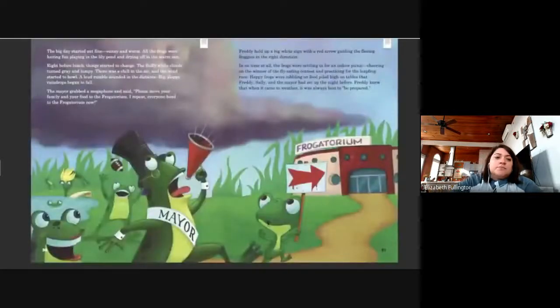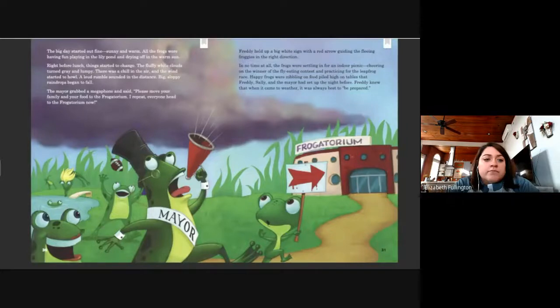The big day started off fine, sunny and warm. All the frogs were having fun playing in the lily pad and drying off in the warm sun. Right before lunch, things started to change. The fluffy white clouds turned gray and lumpy. There was a chill in the air, and the wind started to howl. A loud rumble sounded in the distance. Big sloppy raindrops began to fall.